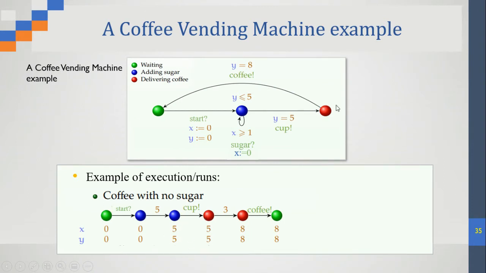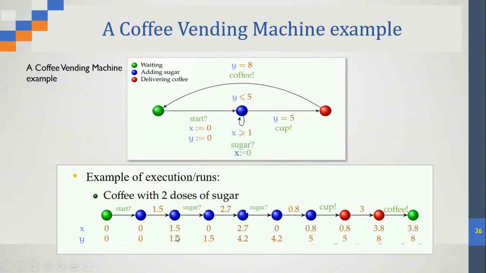If we are in pressing, we are at 5. If we are in adding the cup, delivering the coffee, the time is 5. We will not take this transition until the time equals 8. So this is without sugar, and we have another one with sugar, and we study the execution of both. So let's now implement them in Uppaal.